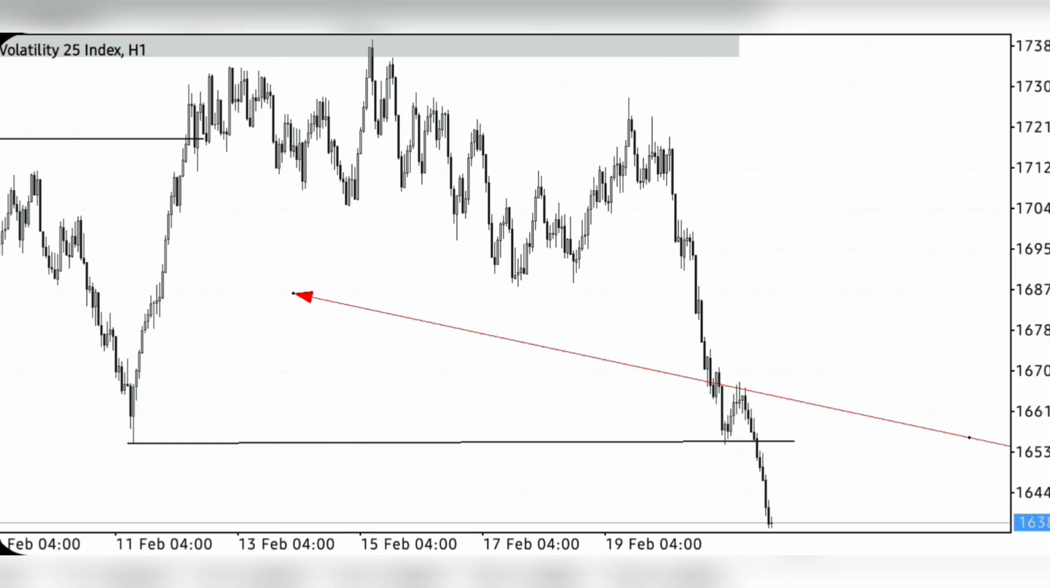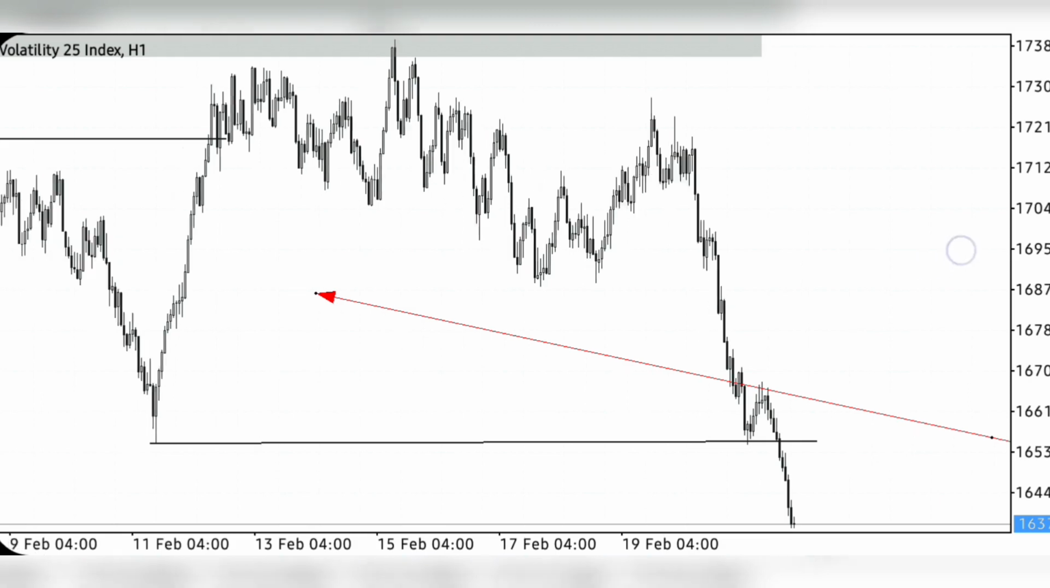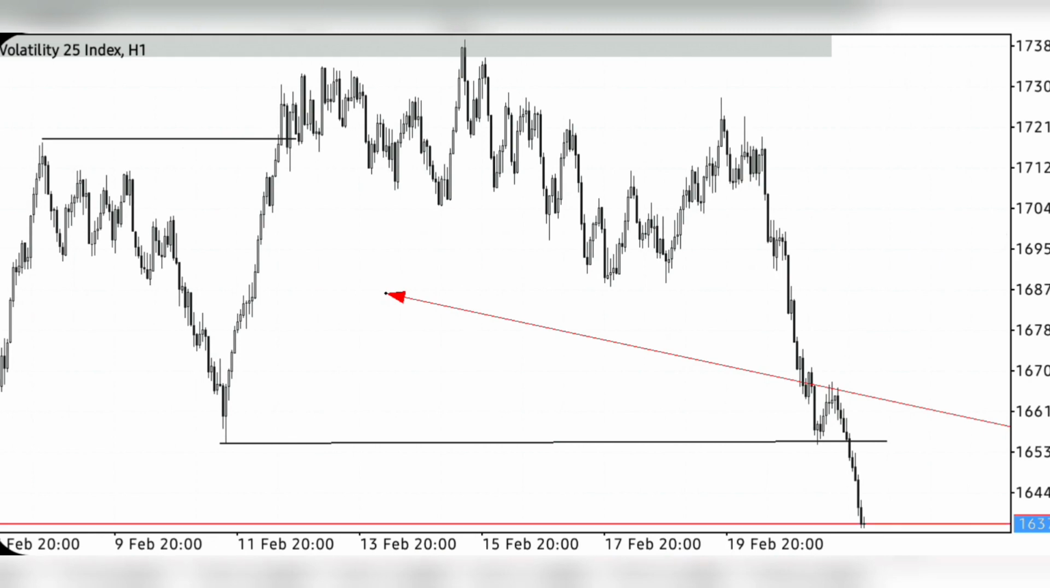So those are the categories of valid break of structure we have. We have the external structure break of structure, we have the intent break of structure over here, then we have the internal break of structure. I'm sure you've learned something.